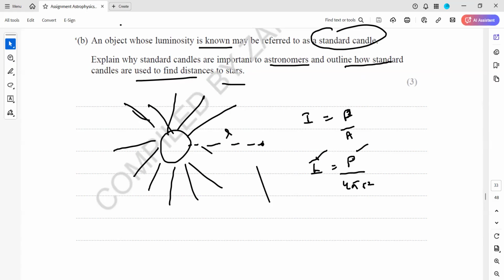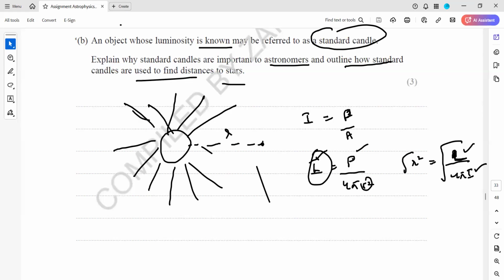So first, we assume that the star has a known luminosity, meaning the power. Then we measure the flux or intensity or the brightness of the star. And by using this law, intensity is power over area. So if I need the distance, the distance is r. So r² will be equal to P divided by 4π times the intensity. And if I need only r, then I will take the root. So I'll get this, luminosity or power.